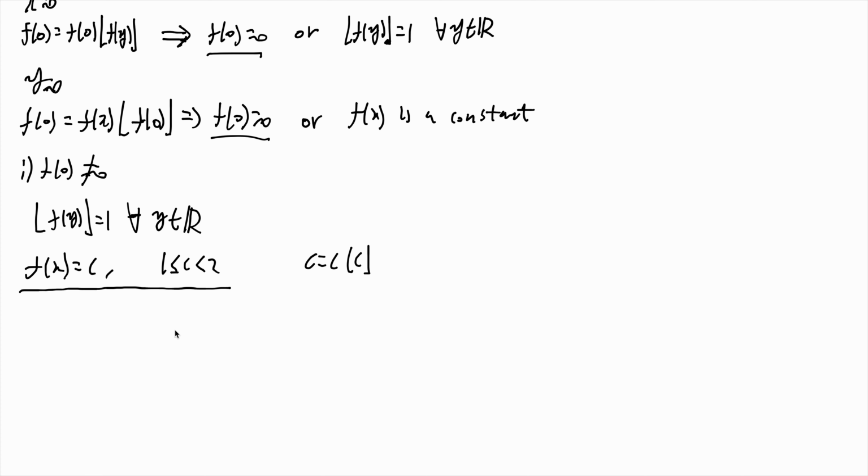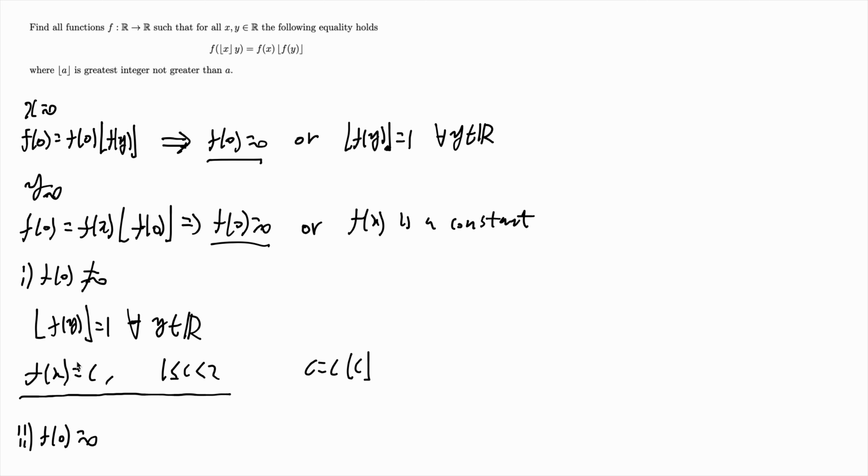Now, let's see if we get a different solution when f of 0 is actually equal to 0. If f of 0 equals 0, we can't really use the same method here, because substituting 0 gives us 0 equals 0, and that's not really helpful.